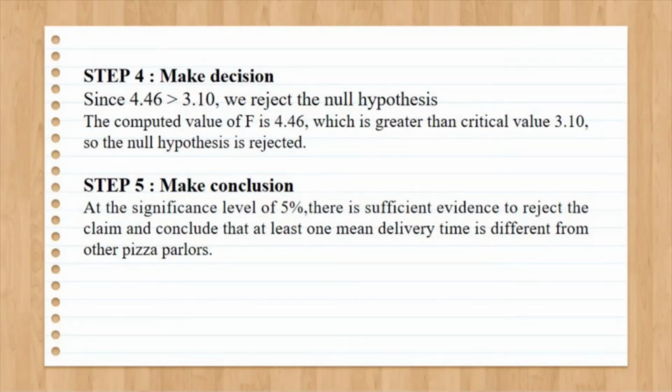We proceed to the last step, step 5. Make conclusion. At the significance level of 5%, there is sufficient evidence to reject the claim and conclude that at least one mean delivery time is different from other pizza parlors. That's all from me.